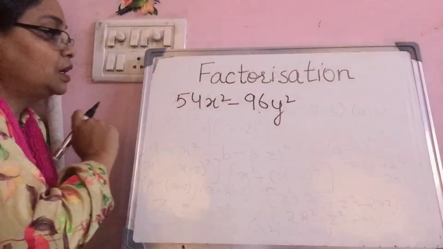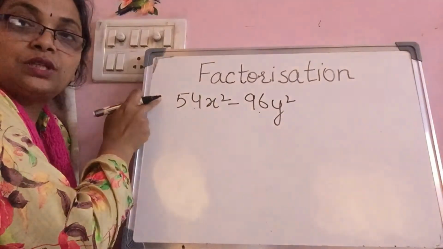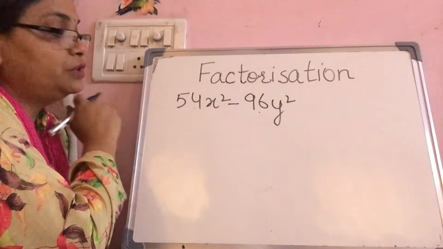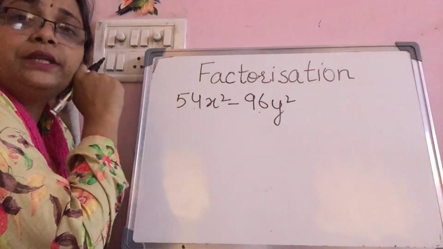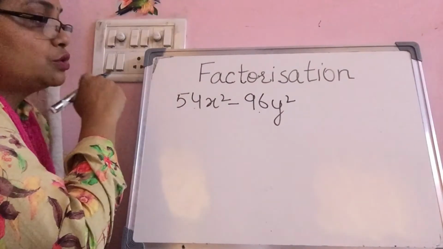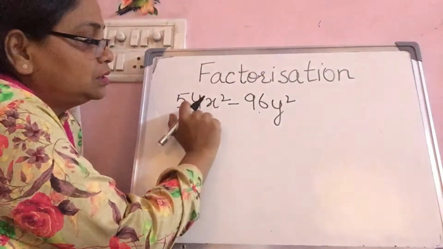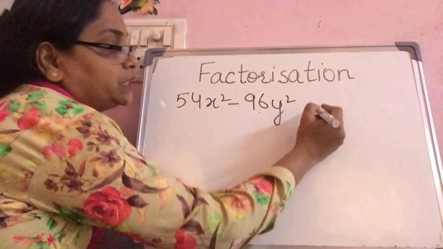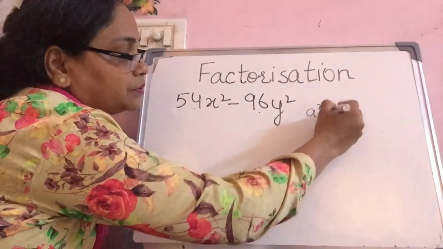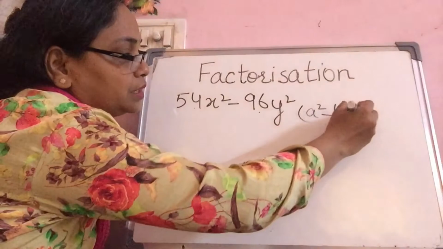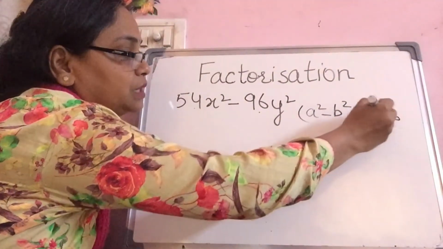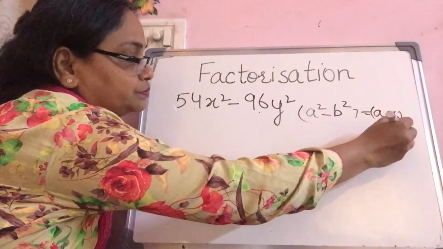Now suppose we have to do this question. So first of all, we'll try to find out which identity we have to use. So we see we have two terms here. So we'll be using third identity because we have two terms in it. A square minus b square is equal to a minus b and a plus b.